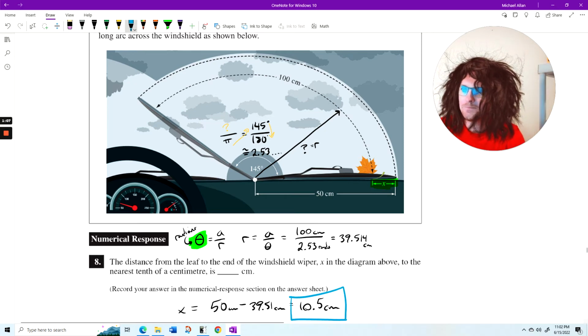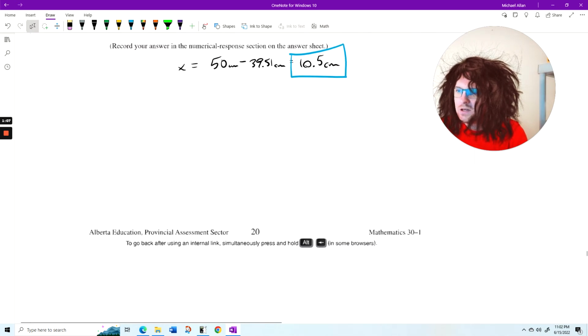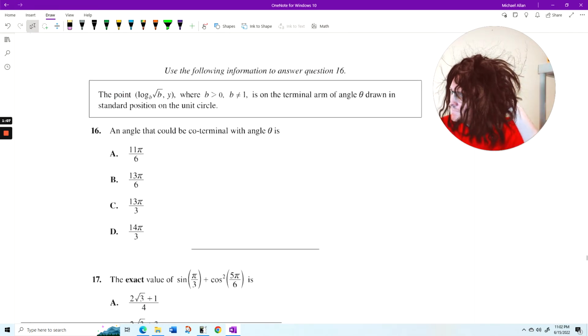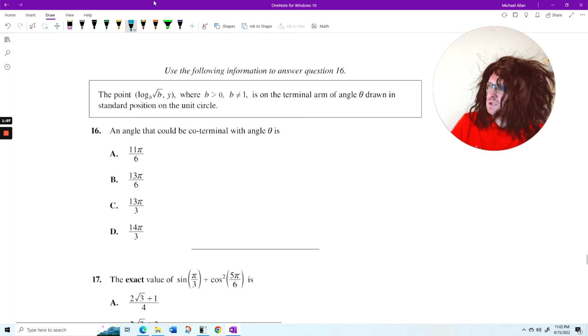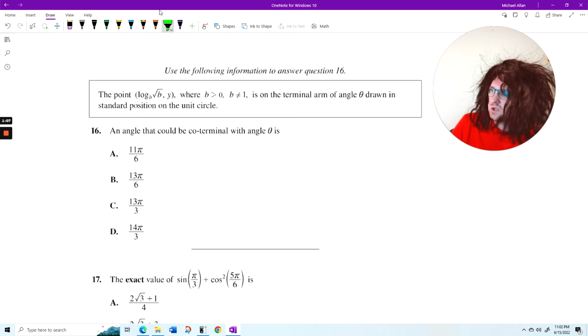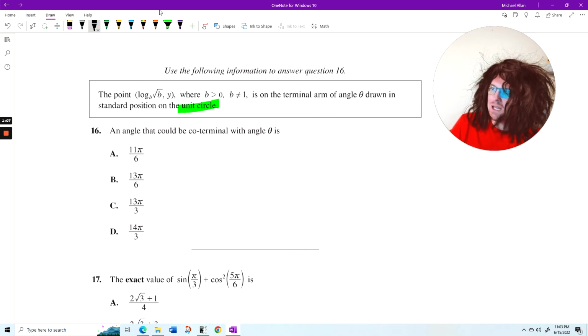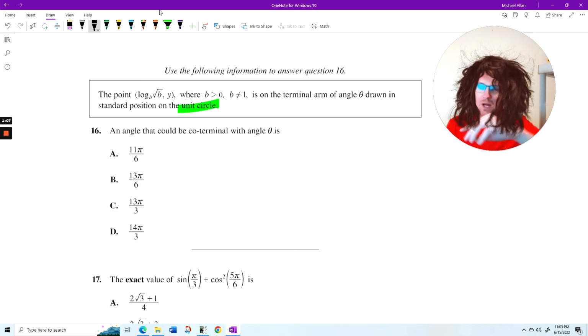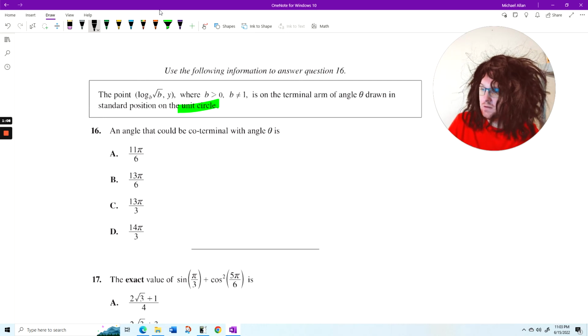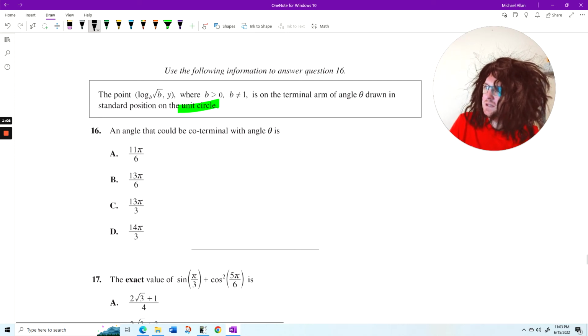There you go. Okay, so here's a point on the circle. What we know about this point is that it's on the unit circle. Good. Remember that means the hypotenuse of our triangles is 1. That might be useful for something else, but let's just see what they're trying to convey here.